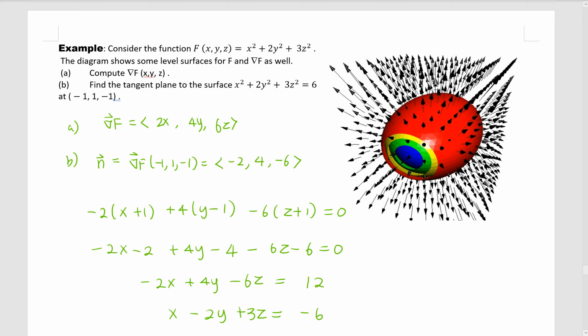So far, so good, everybody? So this is the tangent plane. Yeah, this is the tangent plane at the point (-1, 1, -1). So far, so good, everybody?